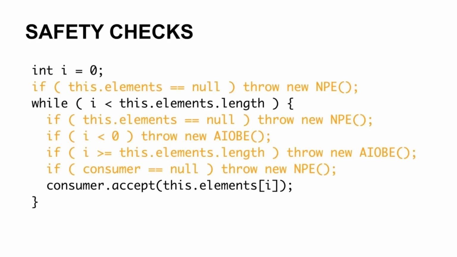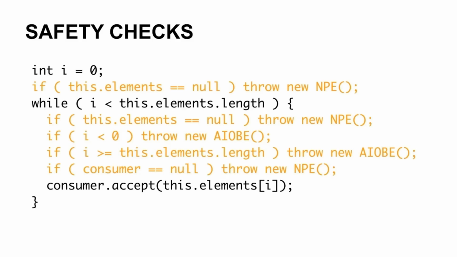First, we'll set I to 0. Before we can even access the element's length, we have to first prove that this element isn't null. If it is null, we have to throw a new null pointer exception. Then we come into the loop body. Before we can access the element, again we have to check that this element isn't null. If it is, we have to throw a new null pointer exception. If I is less than 0, we'd have to throw a new array index out of bounds exception. And if I is greater than or equal to the element's length, we'd have to throw a new array index out of bounds exception. And if the consumer object is null, we have to throw a new null pointer exception.